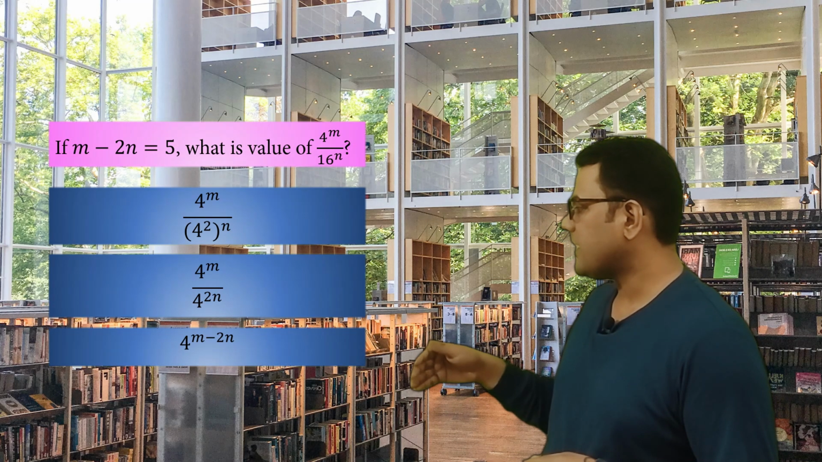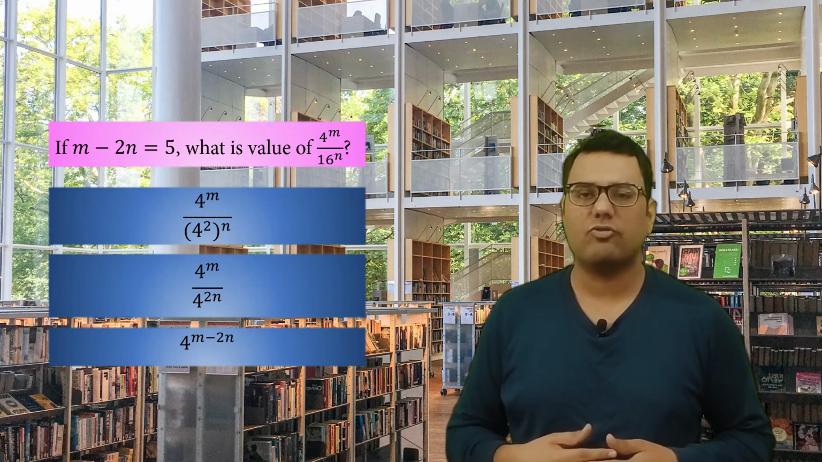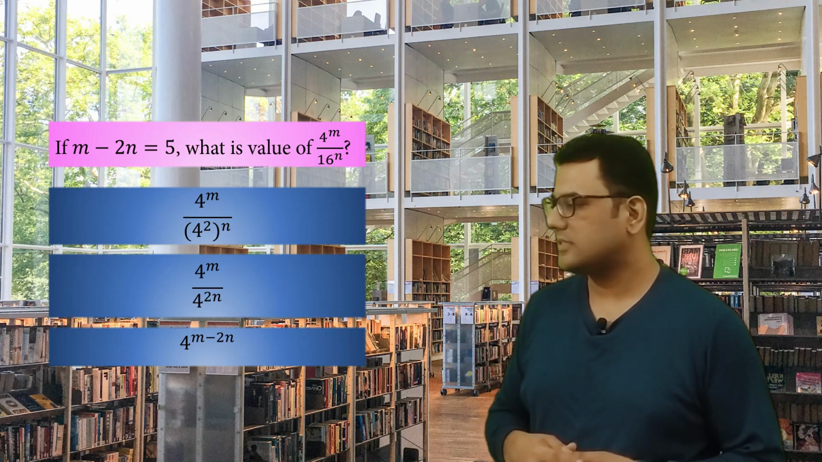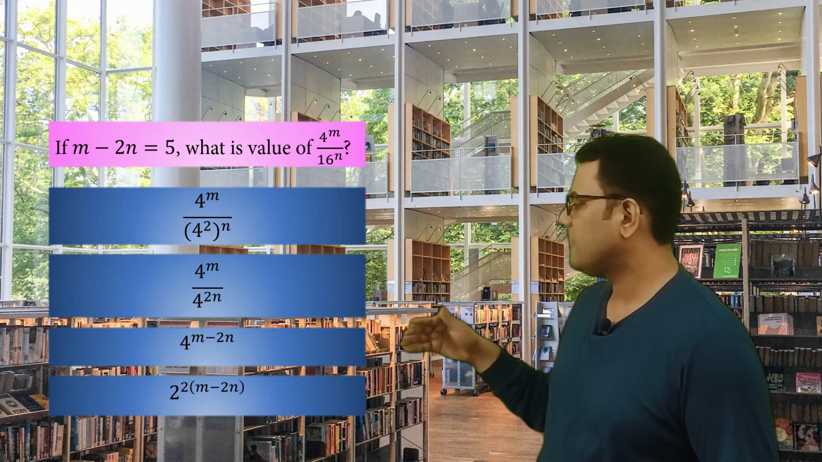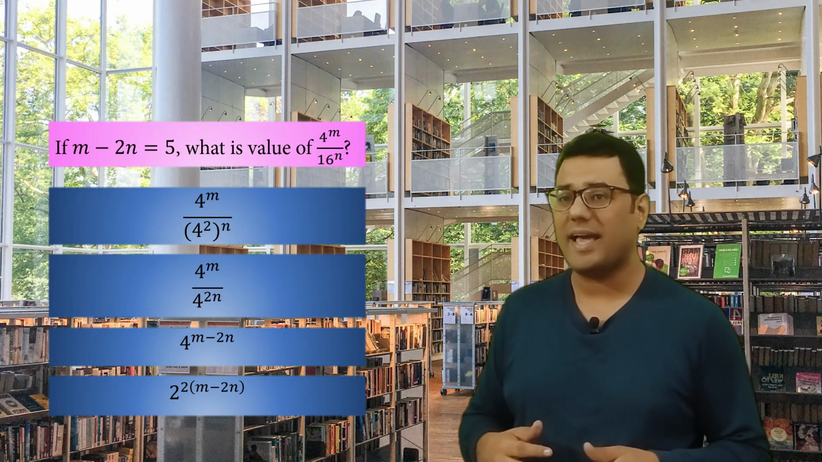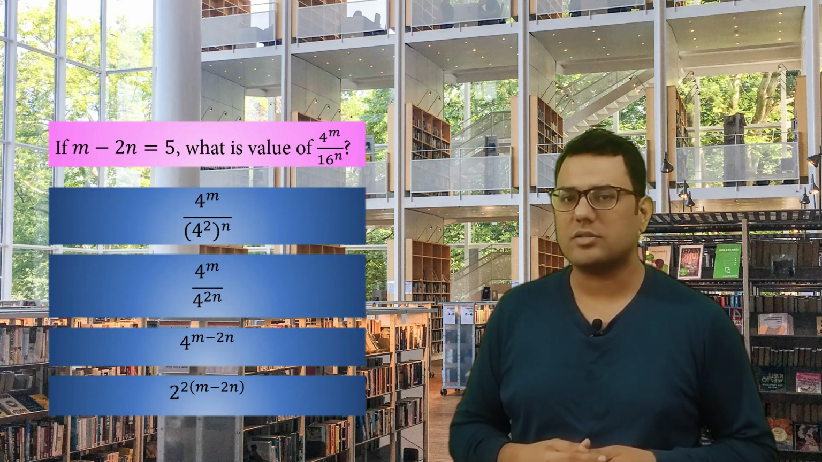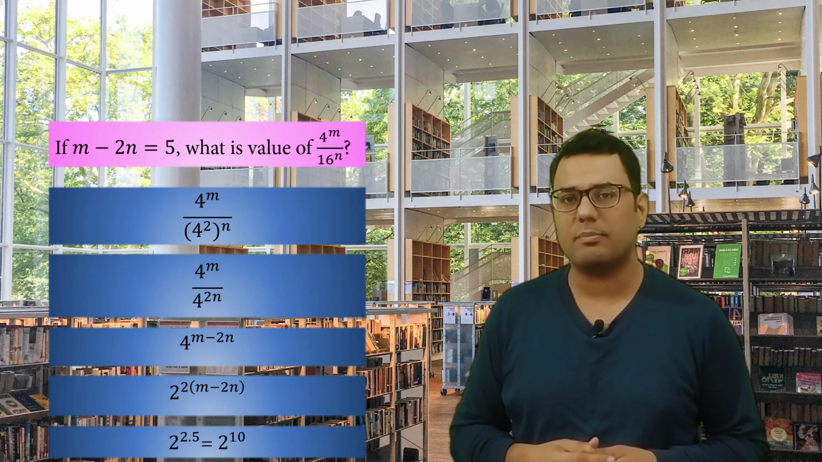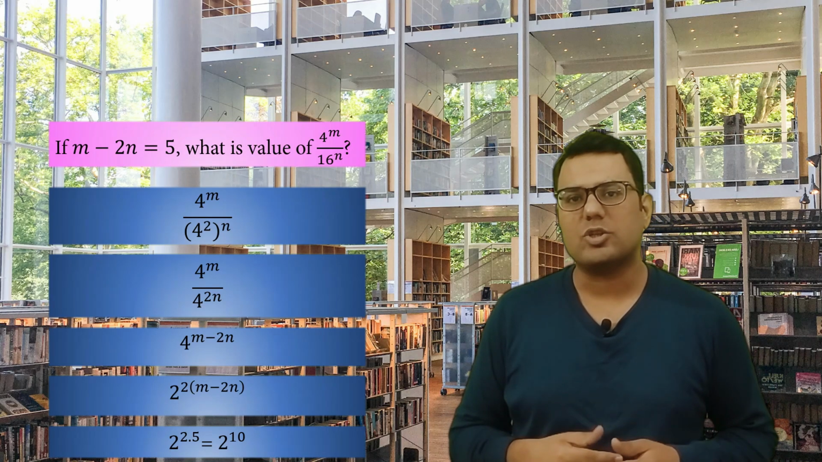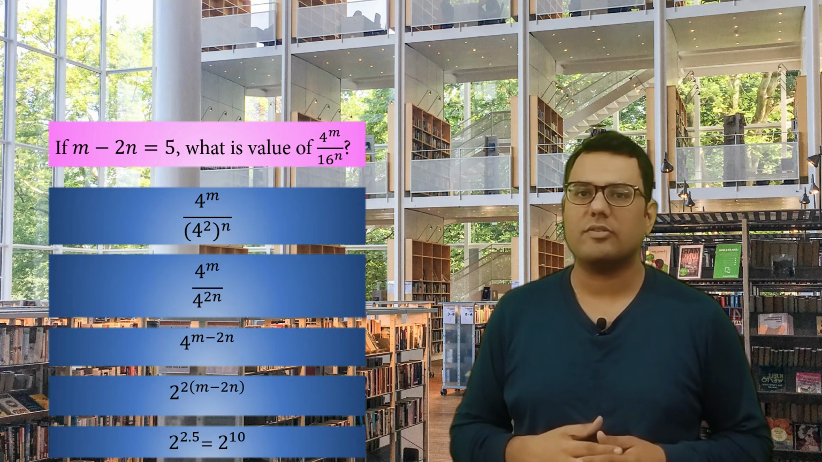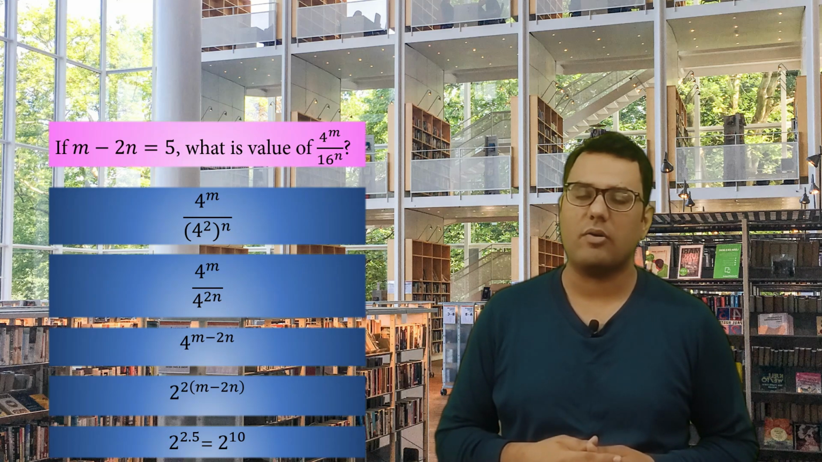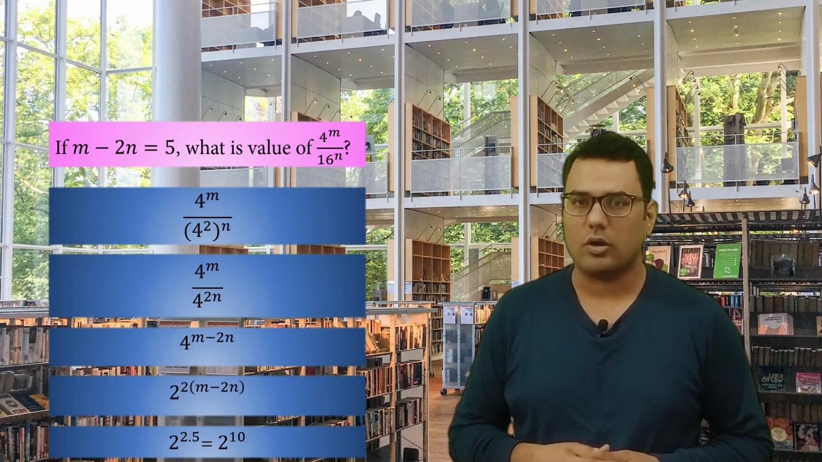When I take it to the numerator, I can write the whole expression as 4 raised to the power m minus 2n. Now again, this 4 I can write as 2 raised to the power 2. So then I can write it as 2 raised to the power 2, which then in power is also m minus 2n. So then I can write it as 2 raised to the power 2.5, because I have been given already in the problem that m minus 2n equals 5. So then m minus 2n equals 5. What I have is 2 raised to the power 2.5 equals 2 raised to the power 10. So that's how we can solve.